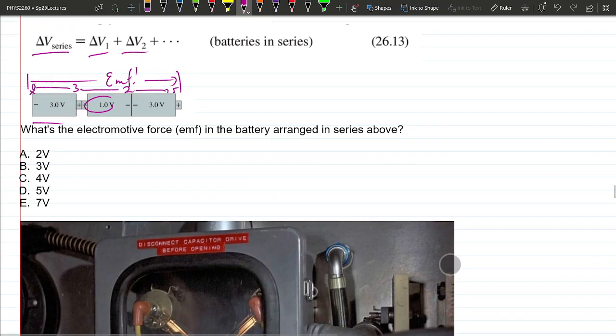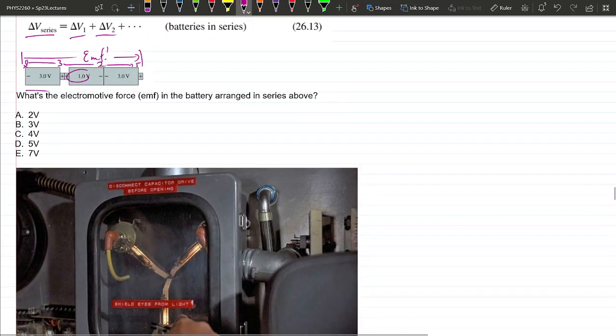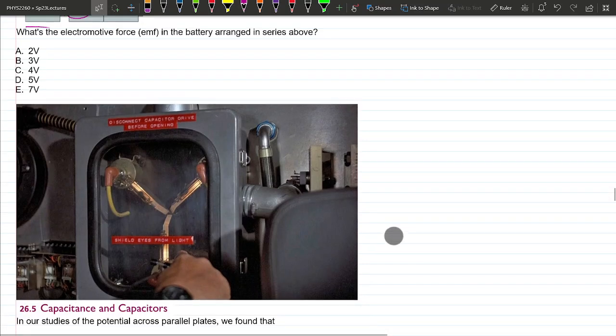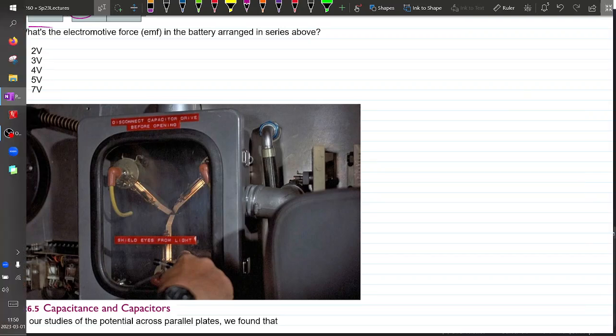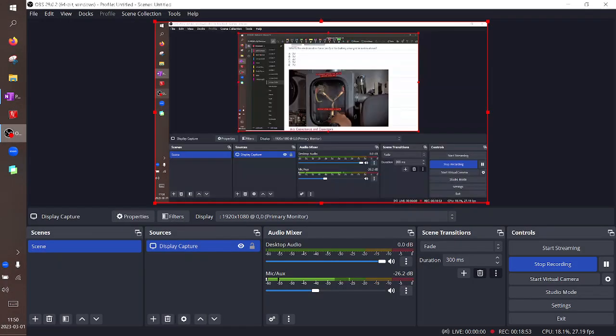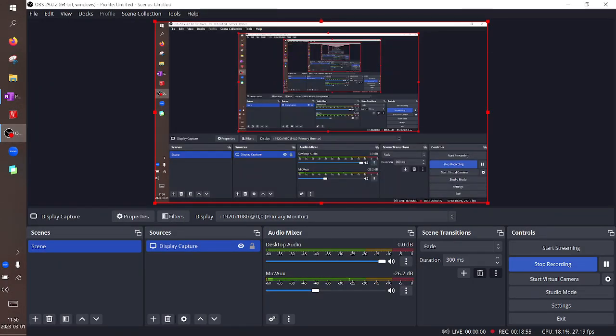Okay, so I think I'm out of time today. It took a little longer to do the worksheet than usual. So we'll talk about capacitors tomorrow, and we'll see how far we can get, and we'll see how the worksheet comes out, okay?